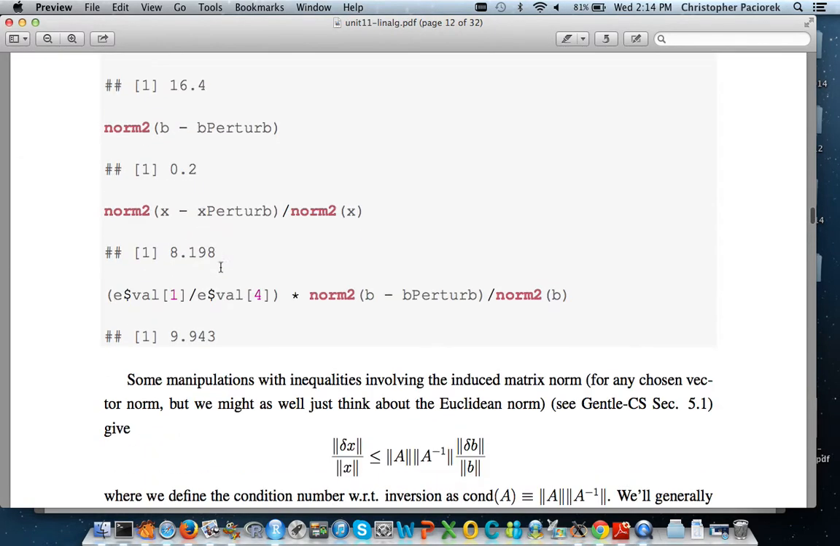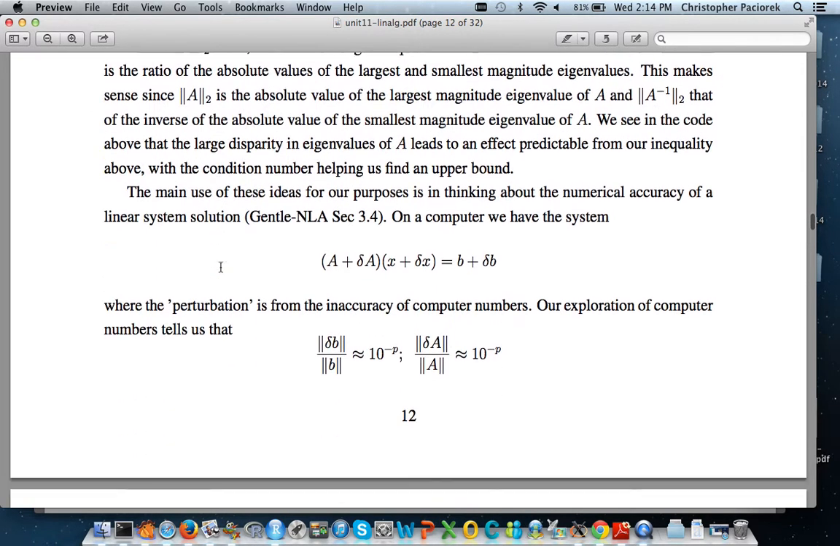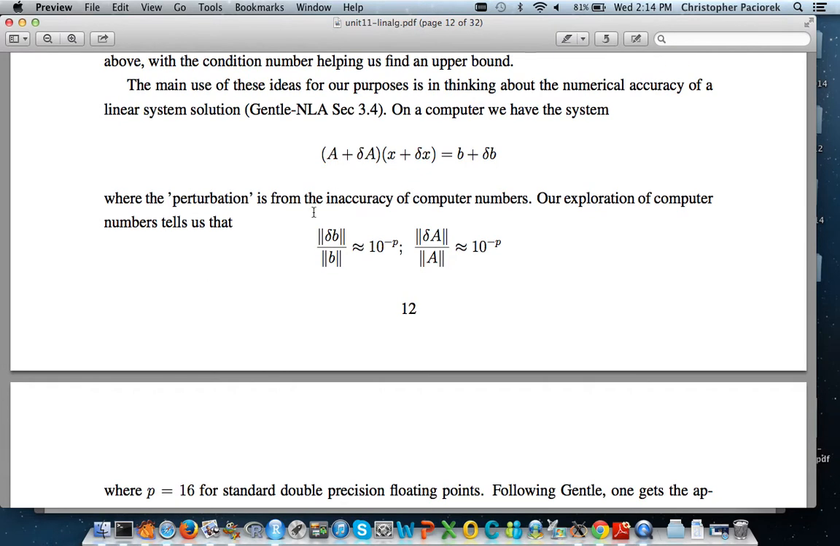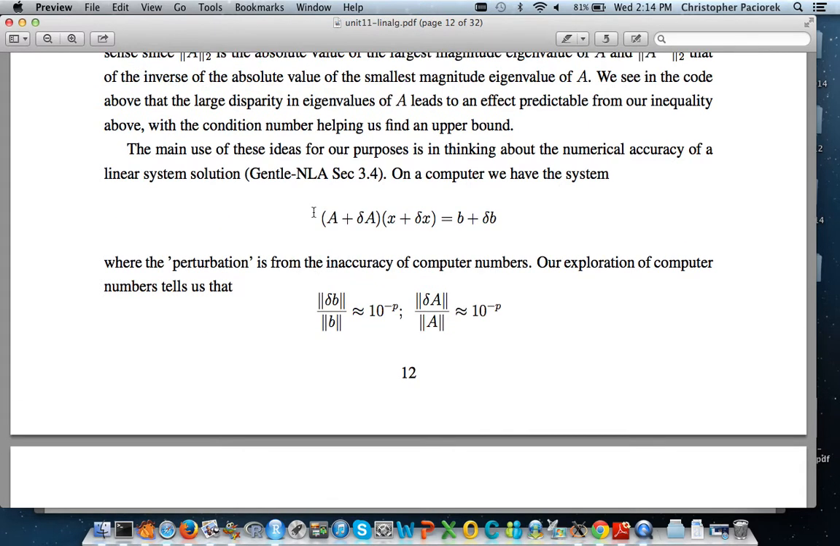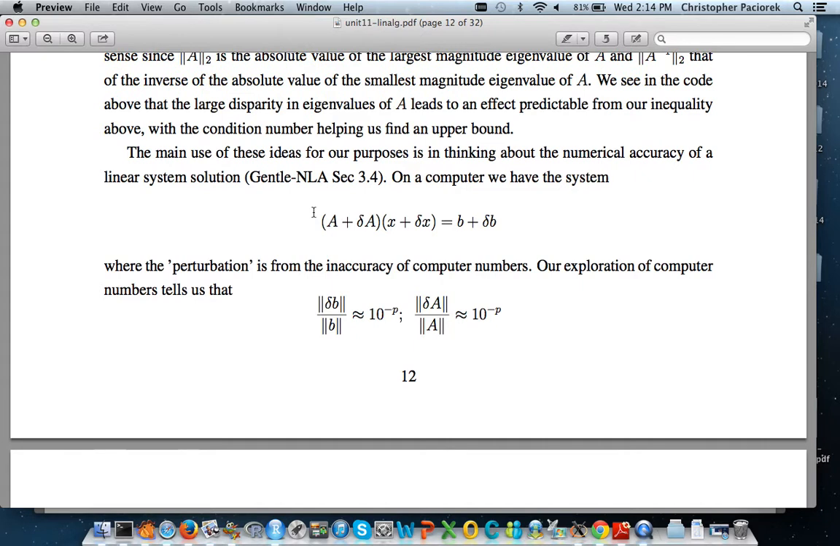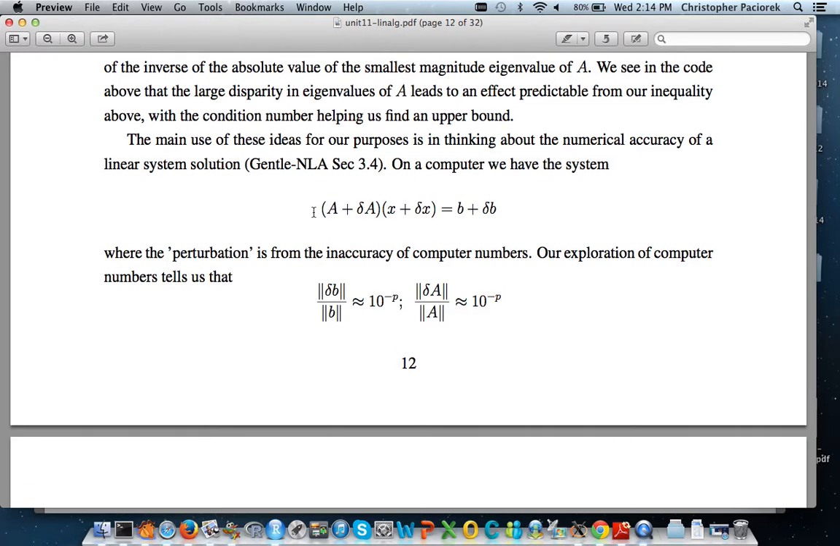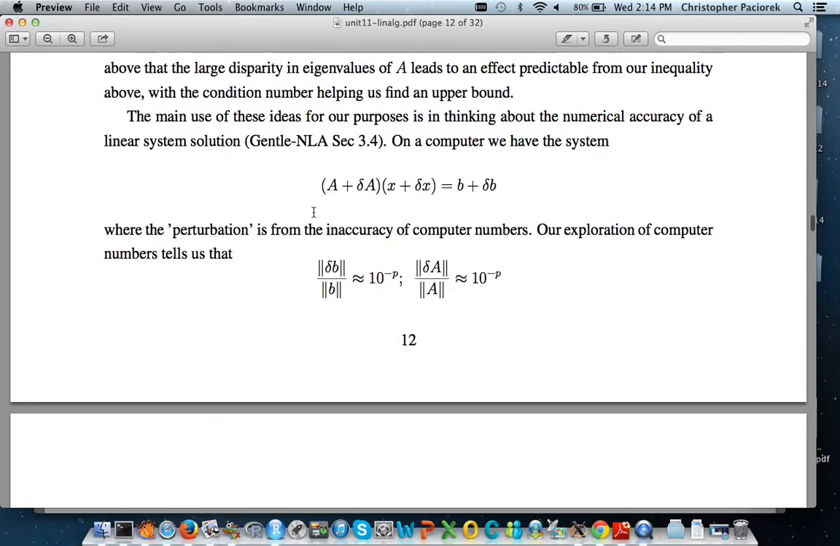And then the idea is to relate it to what if we're actually thinking of this as a computer arithmetic numerical accuracy kind of problem, where the system that I'm really solving on a computer is this, because I can't actually work with A, work with B, and work with X exactly because of the fact we only have 64 bits to represent the values in those matrices and vectors.